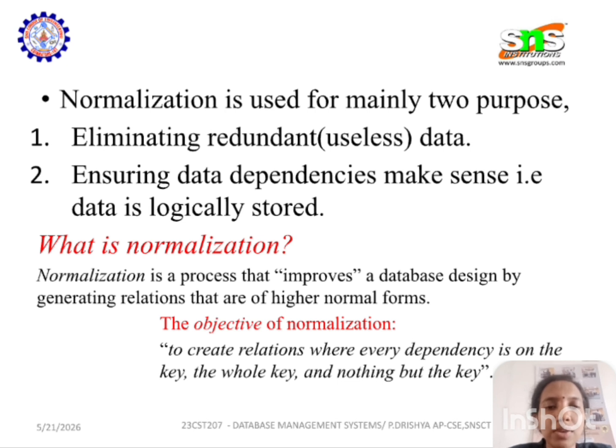So we go into the definition of normalization. Normalization is a process that improves a database design by generating relations that are of higher normal form. We have different kinds of normal forms: first normal form, second, third, fourth, and fifth. The objective of normalization is to create relations where every dependency is on the key, the whole key, and nothing but the key. Hope you understand the objective of normalization.